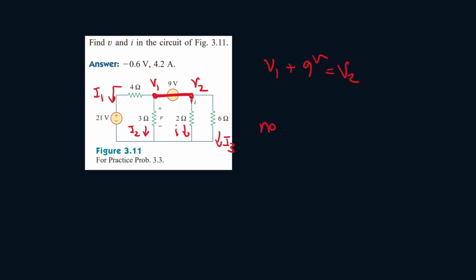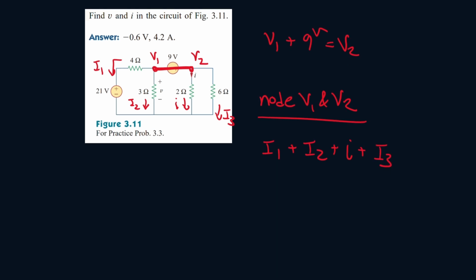So let's write it down. Nodes V1 and V2, we see everyone is leaving, so it'll be I1 plus I2 plus I plus I3. Now let's find equations to substitute for these currents. I1 will be equal to V1 minus 21 volts over 4, because it goes from a high potential to a low potential, and the low potential here is 21 volts, and it passes through the 4 ohm resistor. So it'll be V1 minus 21 over 4.